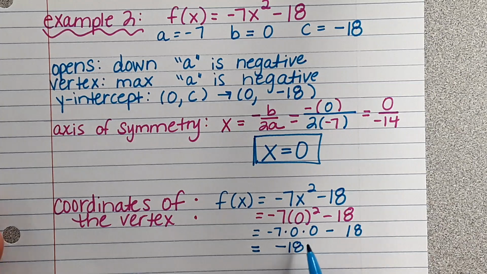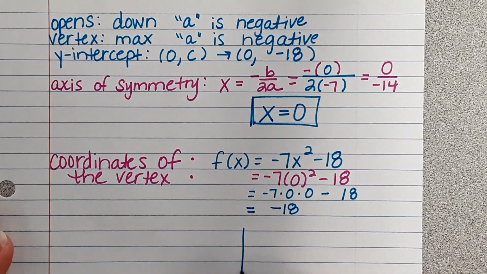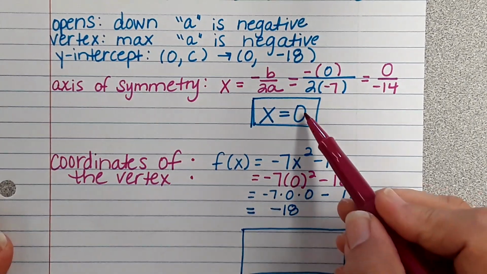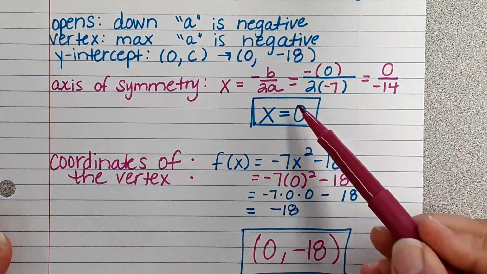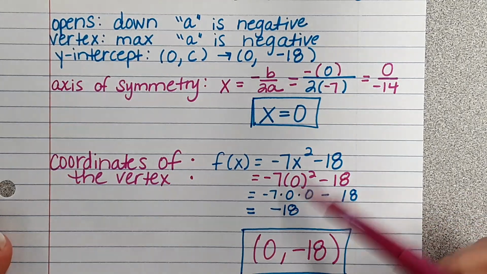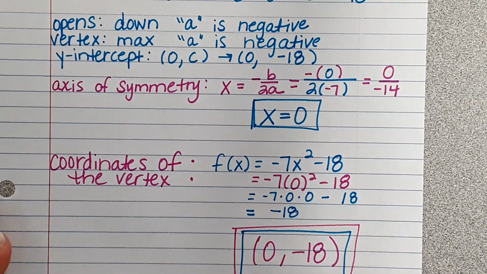Okay, so the coordinates of my vertex is this 0 right here, followed by this answer right there. So these two answers always become the coordinates of your vertex. This is the only thing we're going to focus on today. Seems easy.